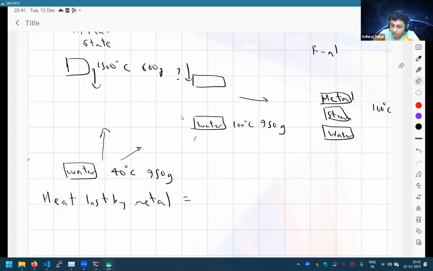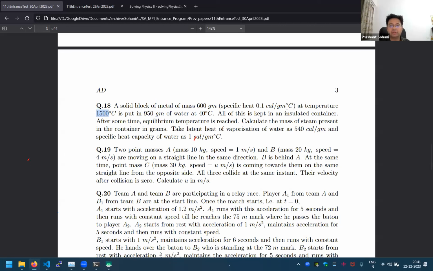Sir, how did you get the equilibrium to be 100? So that is, we are making an assumption because the question is saying calculate the mass of steam present. See, if it were the case that all the water has become steam, then the mass of steam is just going to be the mass of water, which is 950 gram. But we know that the answer cannot be 950 because that is outside of the range, right? So only some of the water is going to become steam, right? But that is an assumption. In general, we would not be able to figure it out. We have to make cases. But here we can be safe to make that assumption.